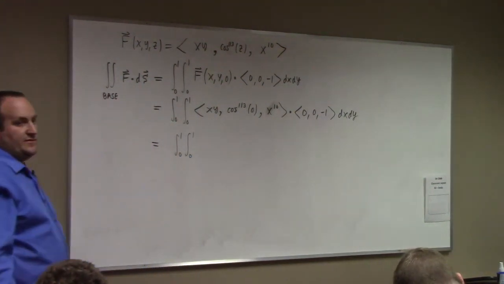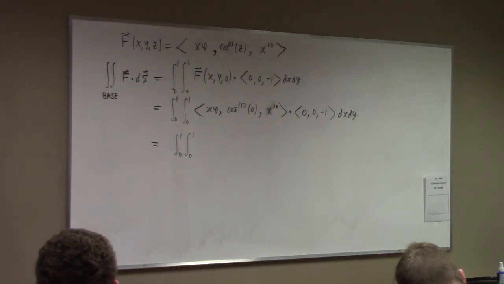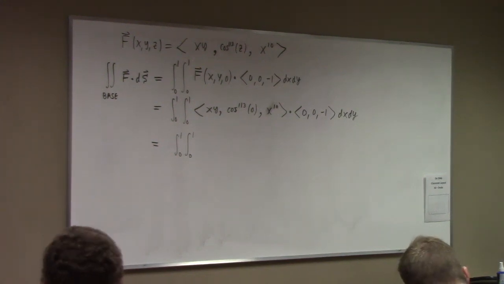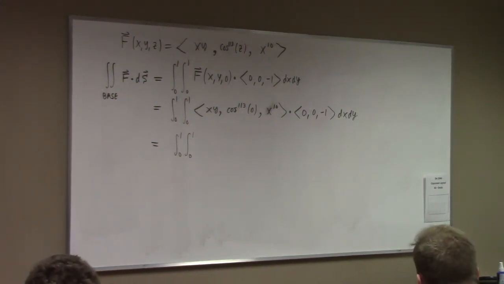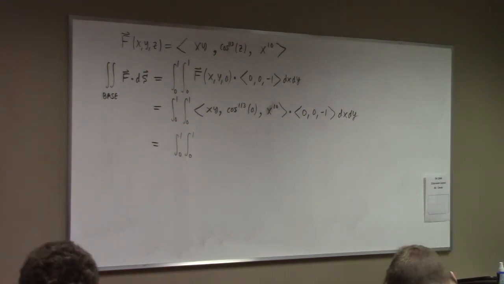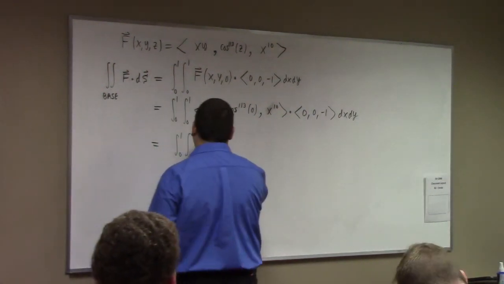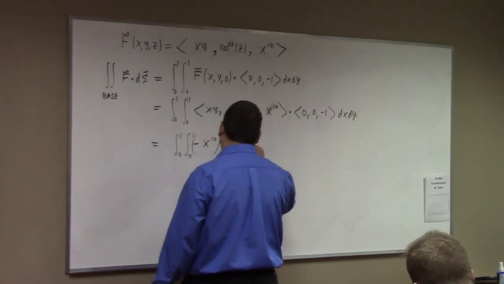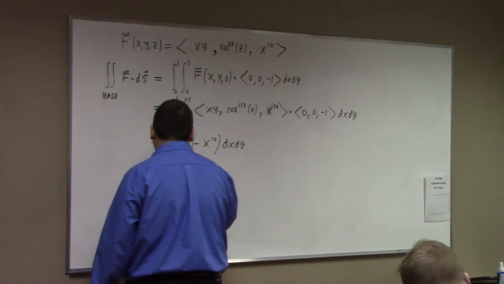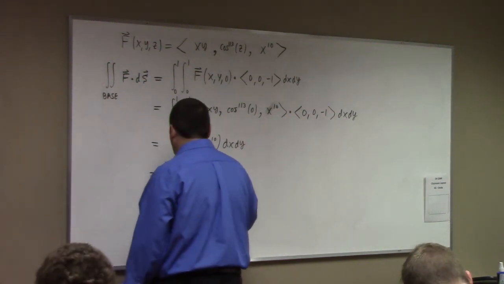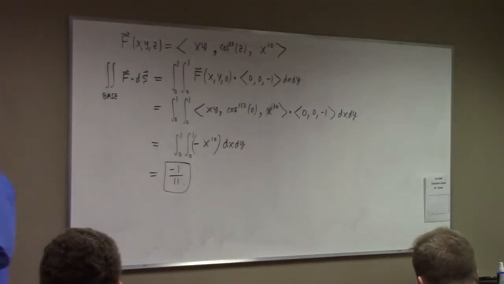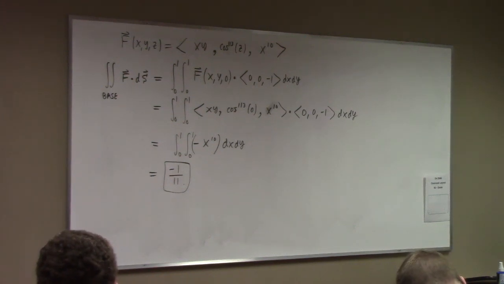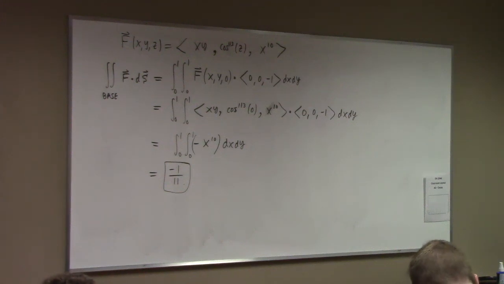The dot product kills off the first two components, and we're just left with the integration of minus x to the 10th from 0 to 1. And that is minus 1/11. Questions?